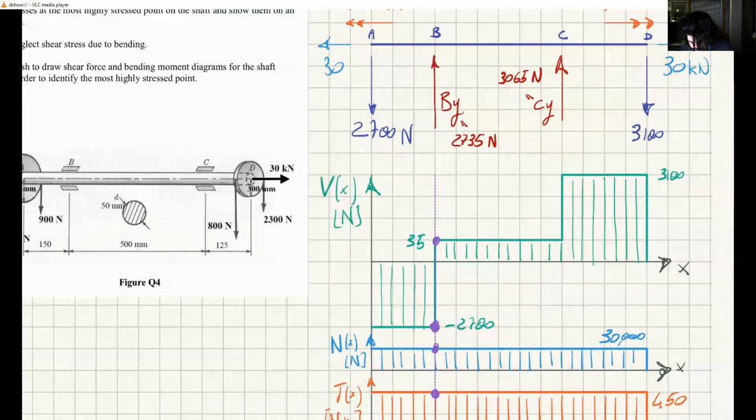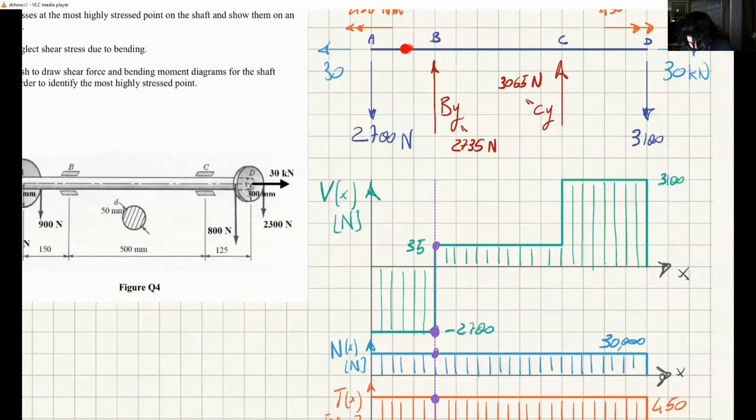How do I know these are correct? Well, if I cut here and look left, there is only 2700. So this must be constant until I reach here. When I get here, I get a jump up. So I'm adding all of a sudden 2735 newtons. And then if I keep looking left from here, it's always constant because nothing is happening. And then I jump again 3065 in order to reach 3100, because if I cut and look right, it's always 3100 here.